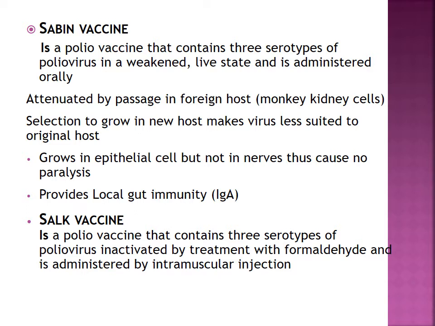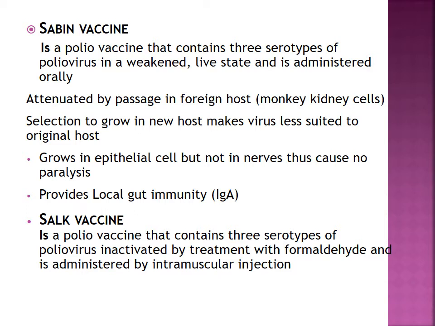One important type of vaccine is for the prevention of poliovirus infection. We have two types of vaccine, namely Sabin and Salk. The Sabin poliovirus vaccine contains 3 serotypes of the poliovirus in a weakened but live state and is administered orally. They are attenuated by passing these serotypes in a foreign host, usually monkey kidney cells. This selects for growth of the virus in another host, making the virus less suited to the original host, which is the human. Subsequently, this virus will grow in the epithelial cells but not in the nerve cells, which means it will cause no paralysis.